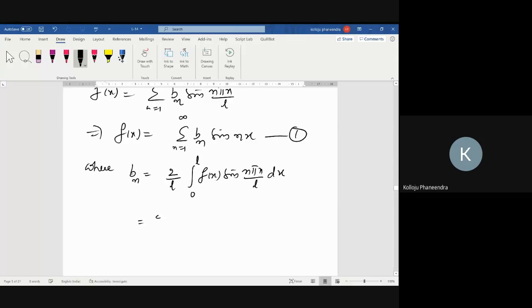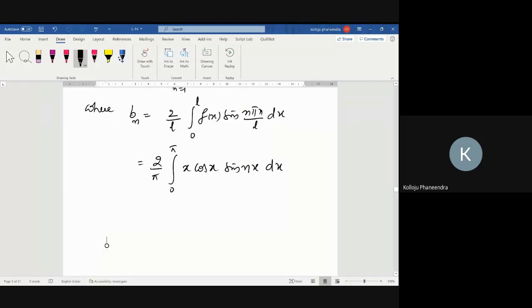That is equal to, L value is pi, so 2 by pi, 0 to pi, and what is this function? x cosine x into sine nx, since the L value is pi. So this becomes nx. Now take 2 inside: 1 by pi, integral 0 to pi, x into 2 sine nx into cos x dx.